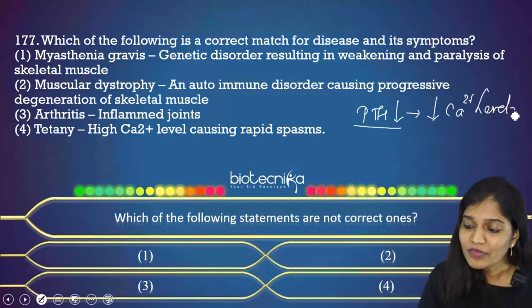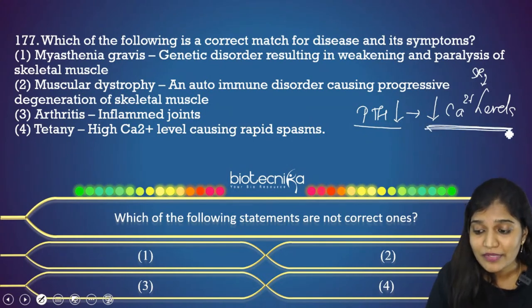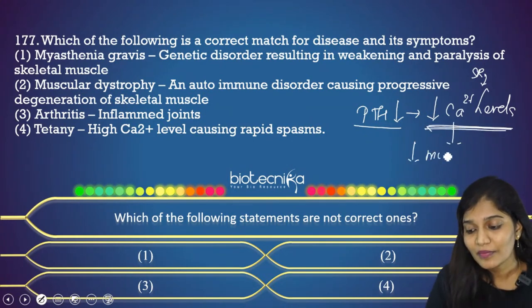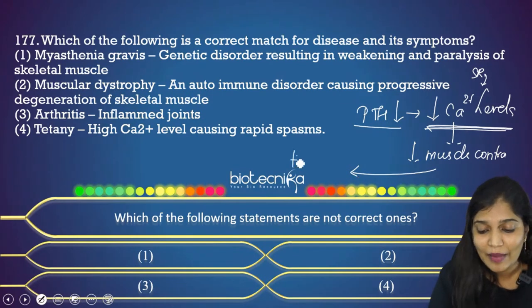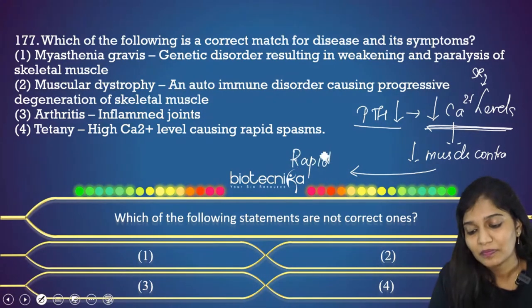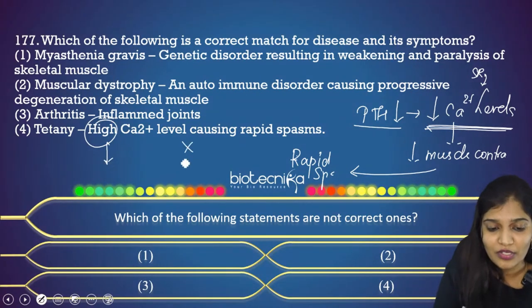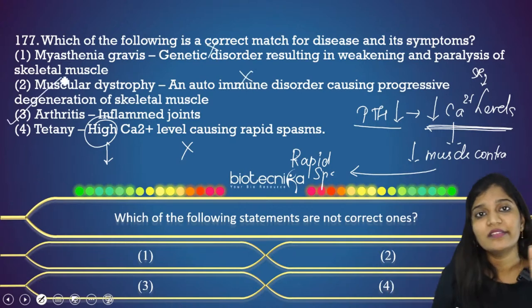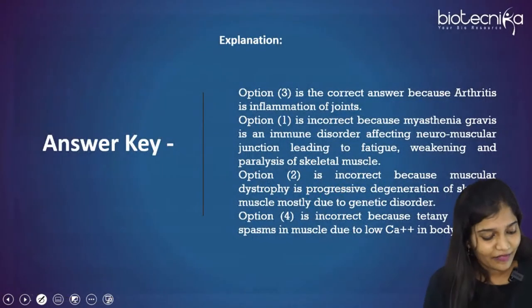We know that calcium plays a major role in muscle contraction. The sarcoplasmic reticulum actually releases calcium. So if calcium becomes less, the muscle contraction becomes less. If muscle contraction is becoming less, you will see muscle twisting, which actually causes rapid spasm. So it is not high, it is actually a low calcium level. So this is a wrong statement. This is genetic, this is immune. So all the statements are wrong and only the third option is correct. So arthritis is the correct answer for question number 177.